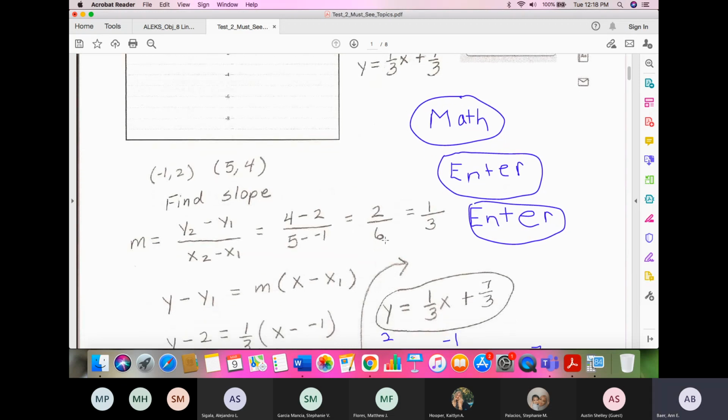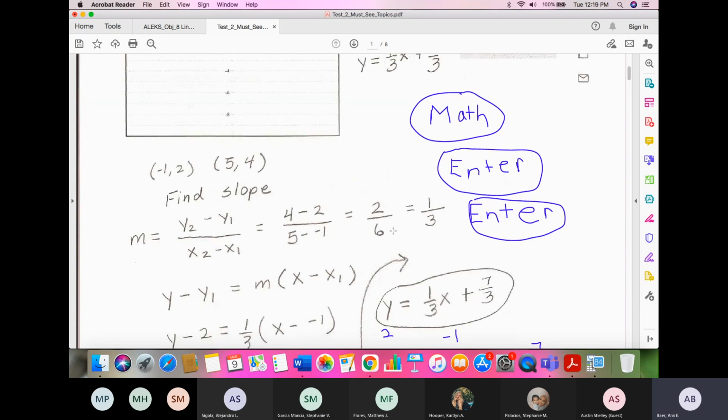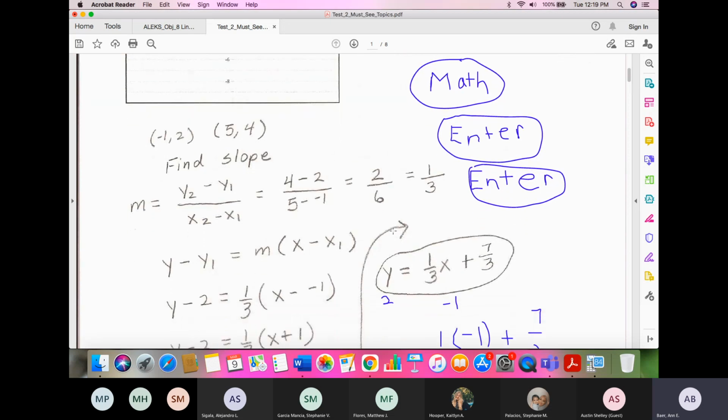You can take this 2 over 6 and put it into your graphing calculator. Do math, enter, enter. That will convert it to a fraction in lowest terms for you, which is 1/3. Otherwise, you can see that there's a 2 here. 6 is 3 times 2. If you cancel the 2's, you would get 1 over 3. However you want to reduce that, make sure you're completely reducing your fractions.